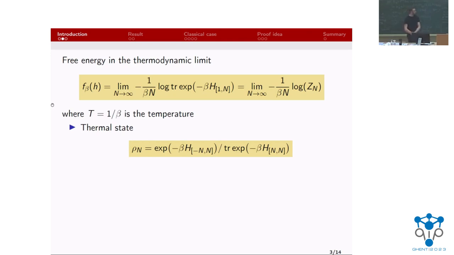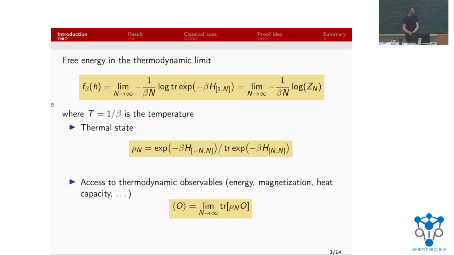It encodes the information about the thermal state, and so you get these thermal expectation values either by the thermal state, but you can also write them as derivatives of the free energy. So basically everything you might want to know about your thermal system is encoded in just this one function, which is why we restrict ourselves to asking: how can we compute this function? Everything else, energy, magnetization, heat capacity, basically just follows.